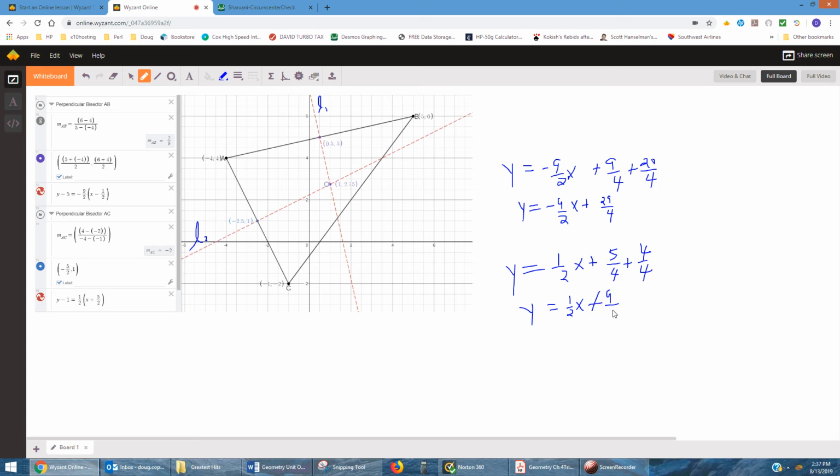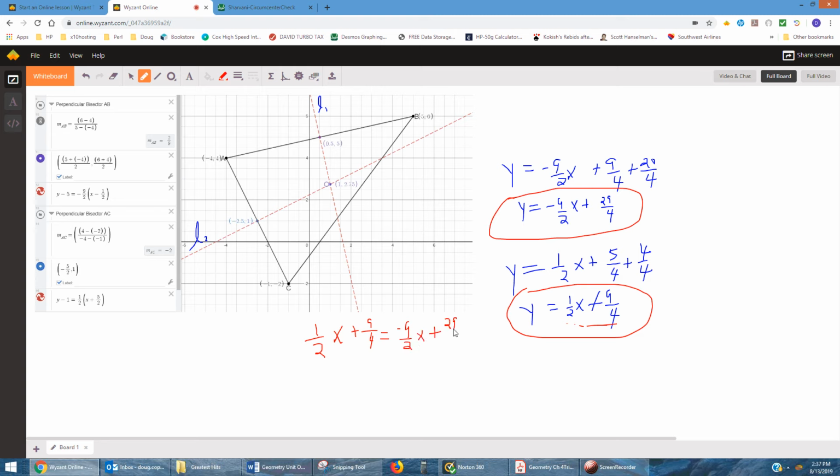Now to find the point of intersection of those two lines, I want to use the substitution method or the addition elimination method. I'm going to use substitution and substitute this 1/2 x plus 9/4 in for this y. So 1/2 x plus 9/4 equals -9/2 x plus 29/4.